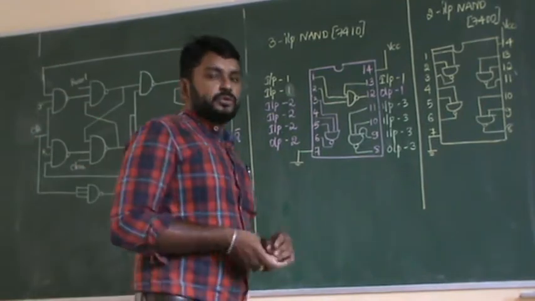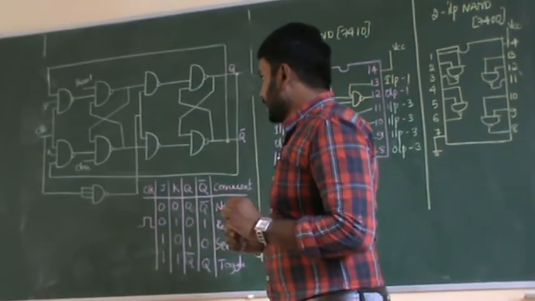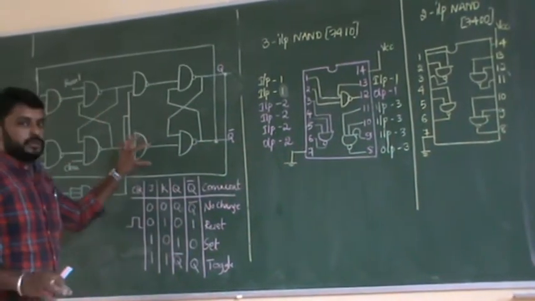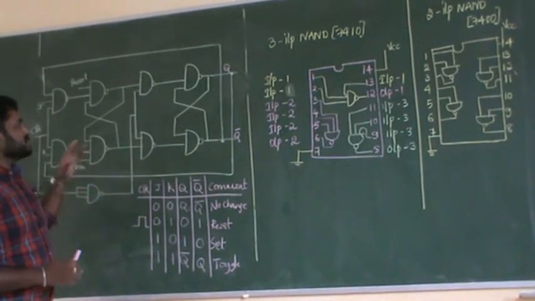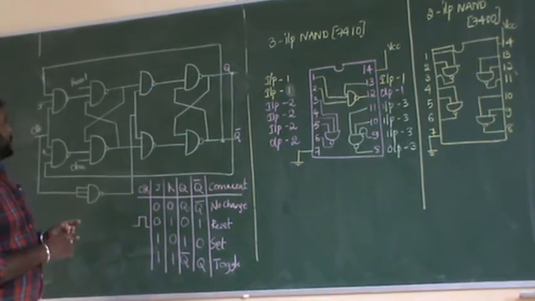As I have already told you the definition of the flip-flop, so now we will be discussing the JK master slave flip-flop. Okay, so this is the circuit diagram of the JK flip-flop. Don't get panicked by just looking at the circuit diagram. It is very easy to write down.